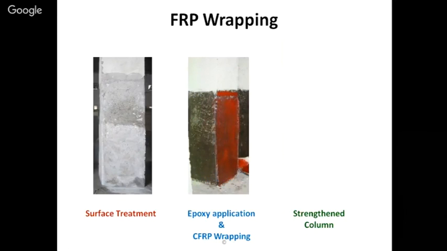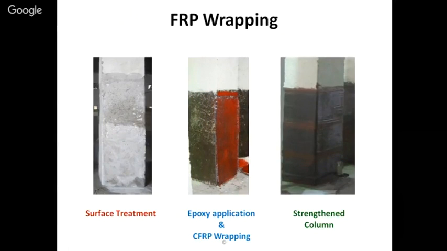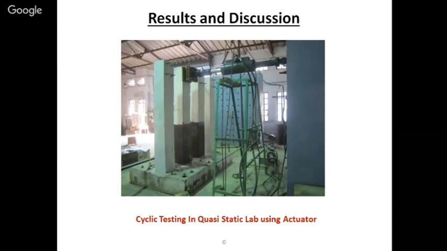Now we are applying epoxy and we are doing FRP strengthening. This is the column after strengthening. The first one is after retrofitting. Next we are applying epoxy, and third we have completed FRP wrapping. Now this is the quasi-static testing facility in the earthquake engineering laboratory. You can see we have attached an actuator and we have tested the column which is strengthened and the one which is not strengthened.